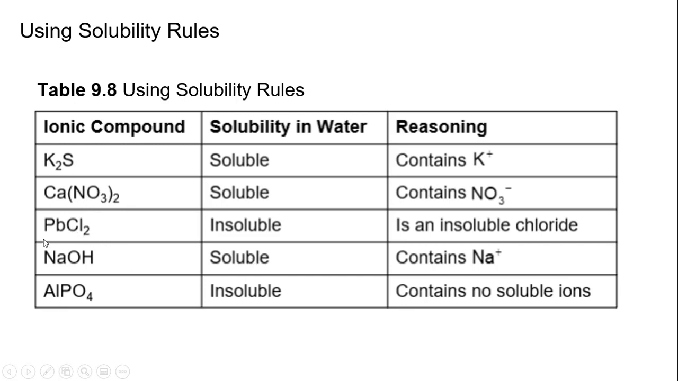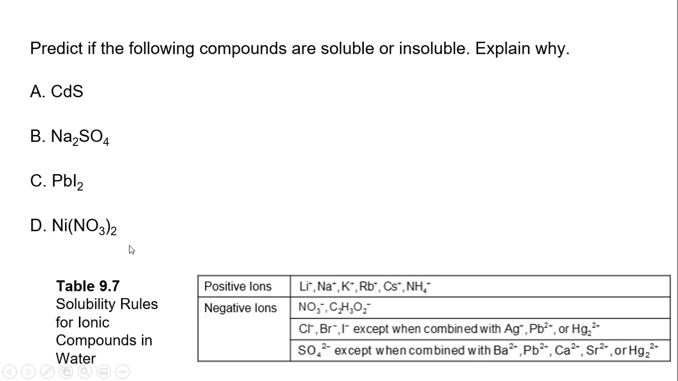Chlorides have some exceptions, and lead is one of them. So this is going to be a solid. And sodium hydroxide is soluble because it contains sodium. However, some hydroxides are not. And then we have aluminum phosphate, and it is insoluble, it contains no soluble ions. So this one didn't have any, it's going to be a solid.